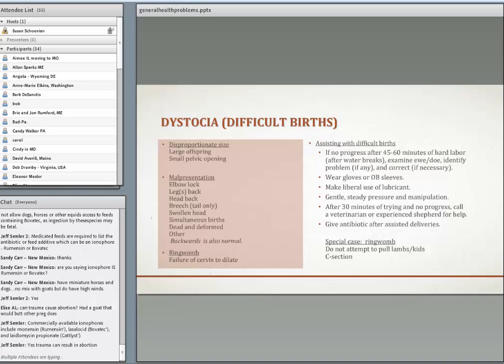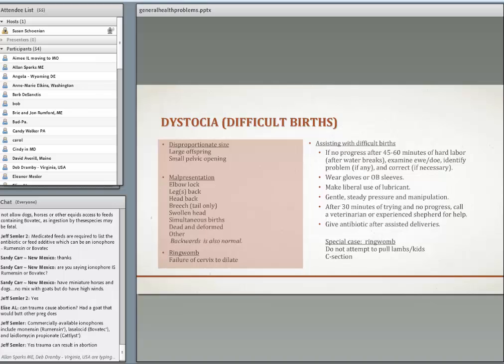Last night I had a ewe that I hadn't assisted any of them, but this ewe wasn't making any progress, and she had 3 breech babies. So actually she had 4 babies and 3 of them were breech. Backwards is normal. If you see a backwards baby, you might as well pull it out, but for the most part it's normal birth. The last thing is ringwomb, which is when the cervix fails to dilate.